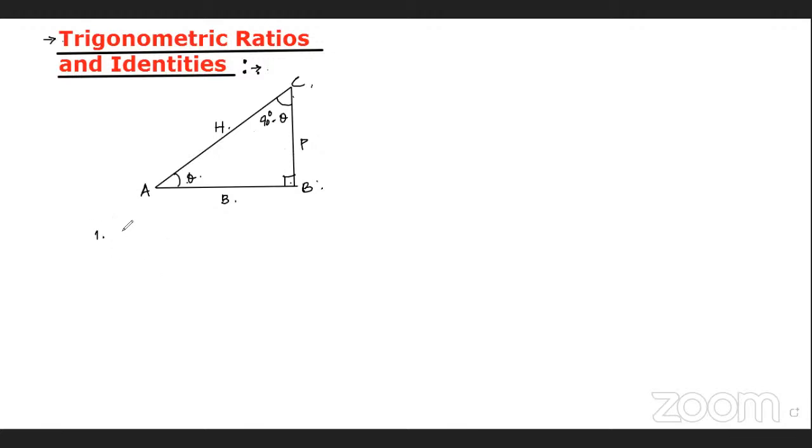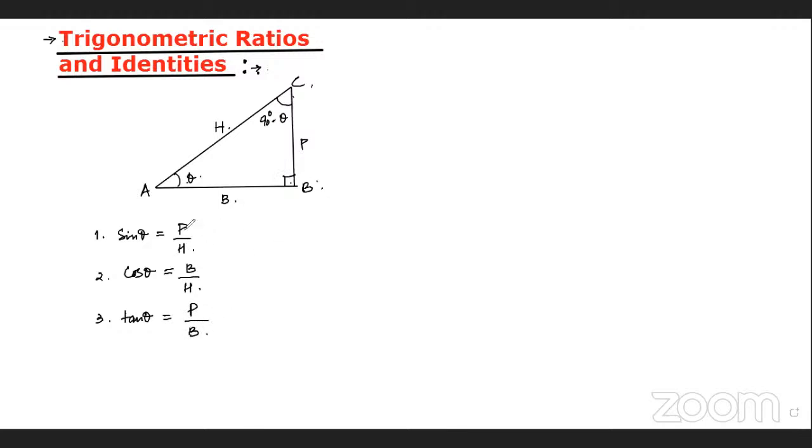Let's take number one, sine theta. We write it in short form as sin theta. Sin theta is equal to perpendicular upon hypotenuse. This is one ratio. The second ratio would be cos theta, the cosine theta. Actually, it's a co-function of sine theta. So cos theta is equal to base upon hypotenuse. And the third one is tangent theta, which in short we write as tan theta. It's equal to perpendicular upon base.